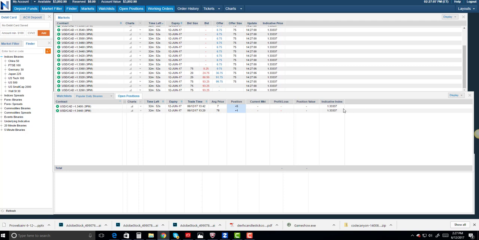There's about 30 minutes left, and unless something comes out that tells the CAD or Canada explodes and the USD recuperates, I don't think it's going to get there. So I'm in a loss for about $111. That's okay. It's a little bit of an amount.